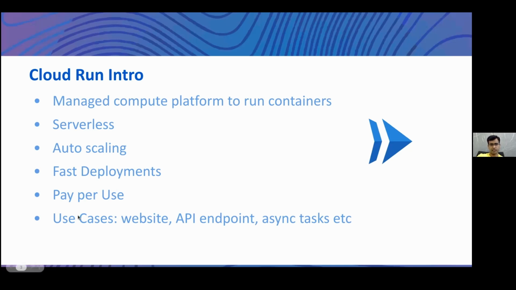And the use cases, I have listed some. So Cloud Run deployments can be used for websites. You can expose API endpoints, and you can trigger them, and use them for asynchronous tasks. It can be used as a backend for mobile apps. It can receive webhooks upon which you can do some tasks. And there can be many more use cases. So this is a very interesting service from Google Cloud Platform.